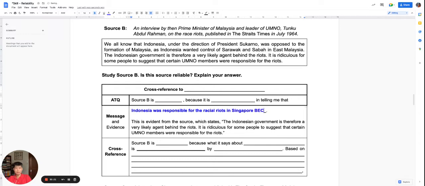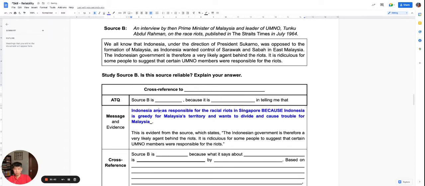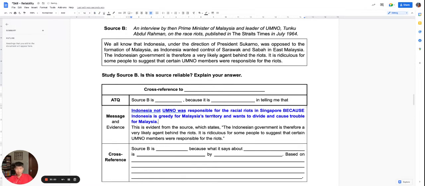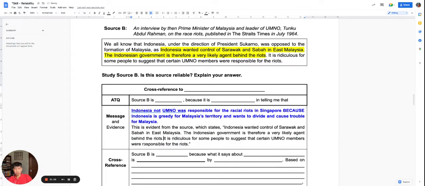Singapore, because Indonesia is greedy for Malaysia's territory and wants to divide and cause trouble for Malaysia. Indonesia, not UMNO, was responsible for racial riots. The Tengku is blaming another country. Right? And this is the golden evidence, isn't it? Okay, so Indonesia, not UMNO, because Indonesia wants the territory.